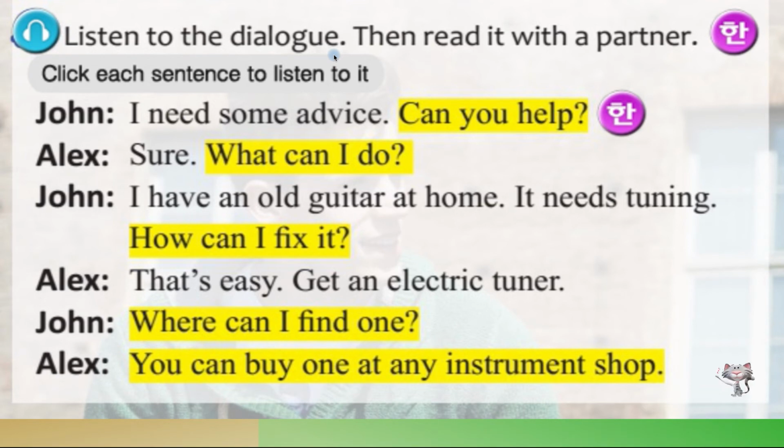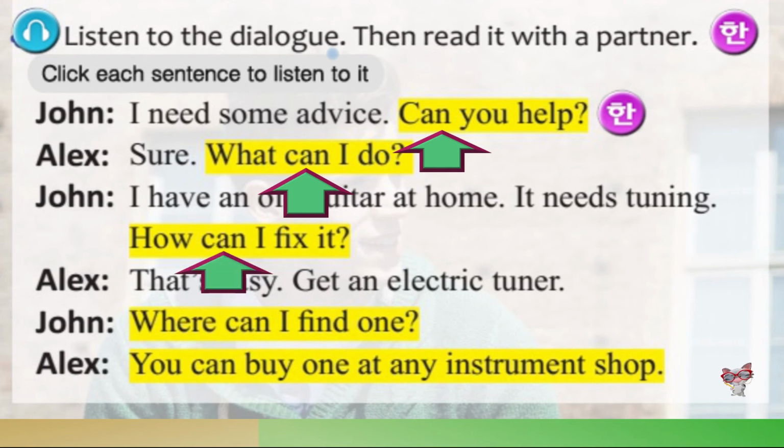Are you ready? Yes. I need some advice. Can you help? Sure, what can I do? I have an old guitar at home. It needs tuning. How can I fix it? That's easy. Get an electric tuner. Where can I find one? You can buy one at any instrument shop.